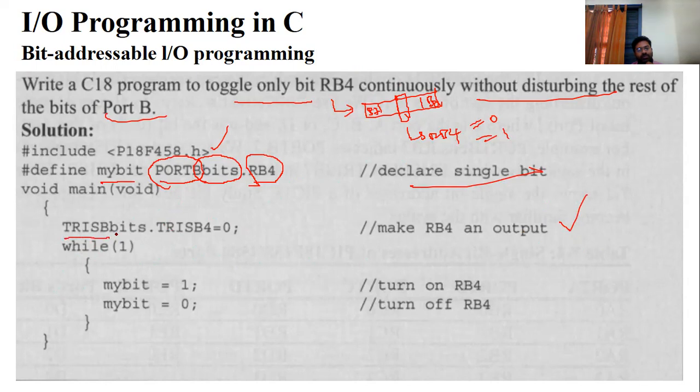TRISB. So the only additional information is that the bit is equal to 0. Which bit is equal to 0? Output bit or input bit. The fourth bit you are changing. So that's why we make RB4 an output bit.